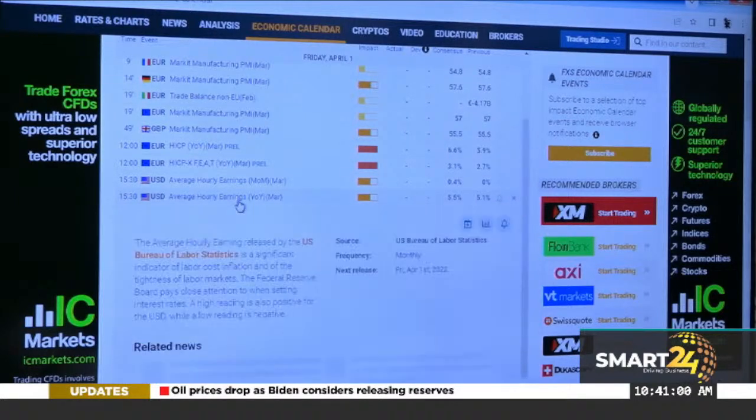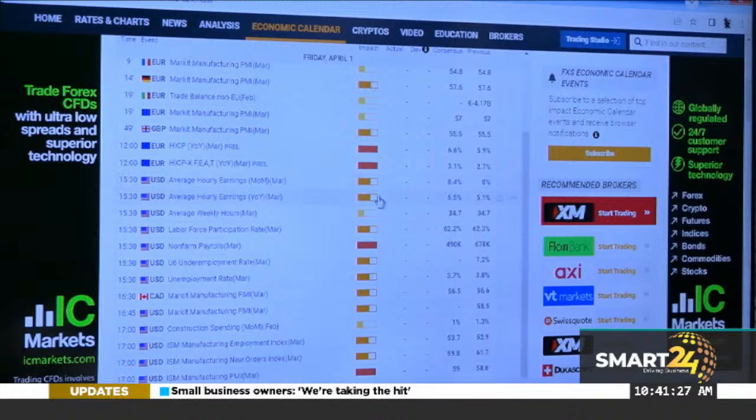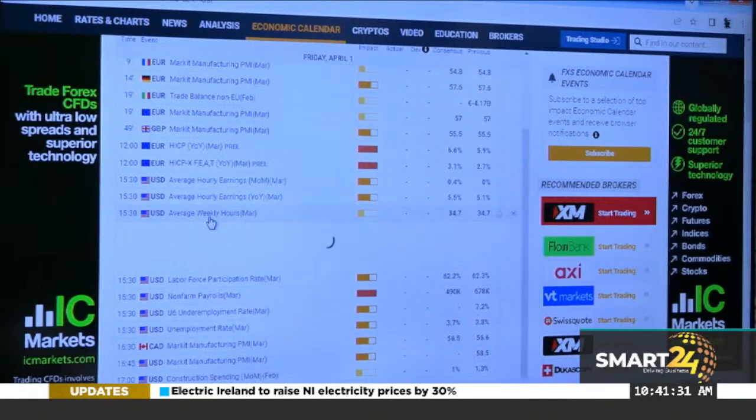Second event is year over year average hourly earnings. Previous figure is 5.1%. The consensus is 5.5%. This one is also expected to be positive for the US dollar. So that is event number 2 at 3:30, positive for the US dollar. Some good volatility expected there. These are two medium impact events, but combined you have quite some volatility there.